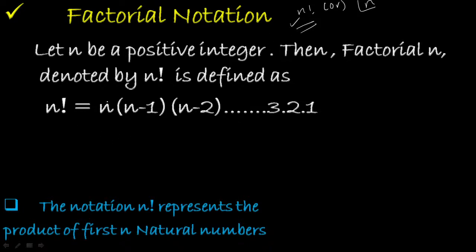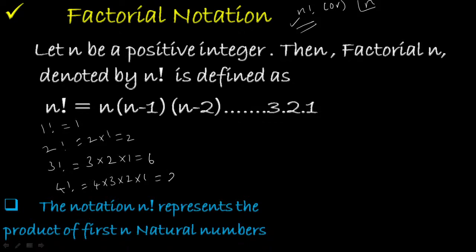It is defined as n factorial is equal to the product of natural numbers from 1 up to n, that is 1, 2, 3, up to n. For example, 1 factorial means 1 itself, 2 factorial is the product from 1 to 2, that is 2, and 3 factorial means the product up to 3 starting from 1. So the value of 3 factorial is 6, then 4 factorial is the product of numbers from 1 to 4, that is 4, 3, 2, 1, which is equal to 24.